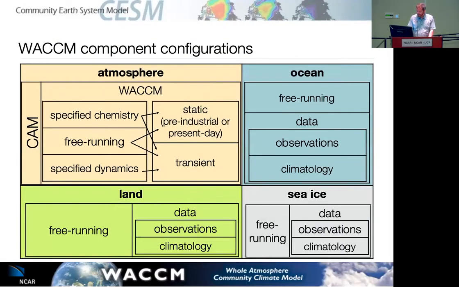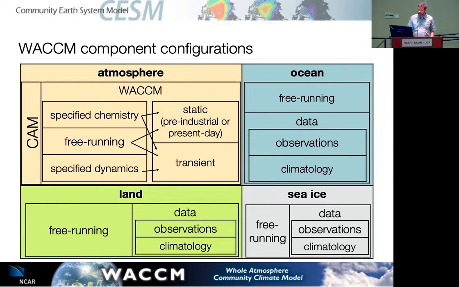So when we run WACCM, we have to choose configurations, and you can, as you probably learned, run the components as either free running or driven by observations or climatology for the ocean, land, and sea ice, and that all applies when you're running WACCM. Basically, we always run WACCM with an interactive land model, but you can choose data ocean or data sea ice or interactive ocean or interactive sea ice.